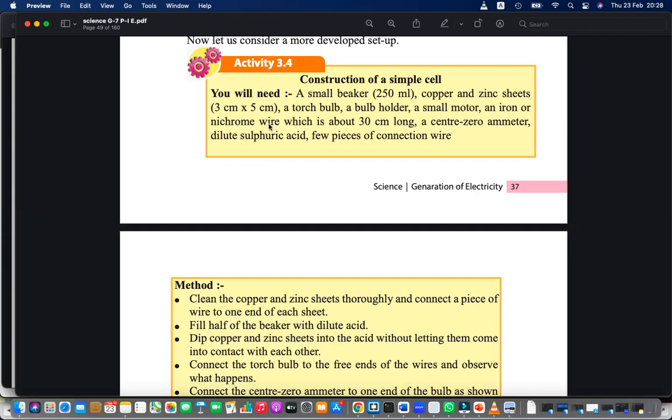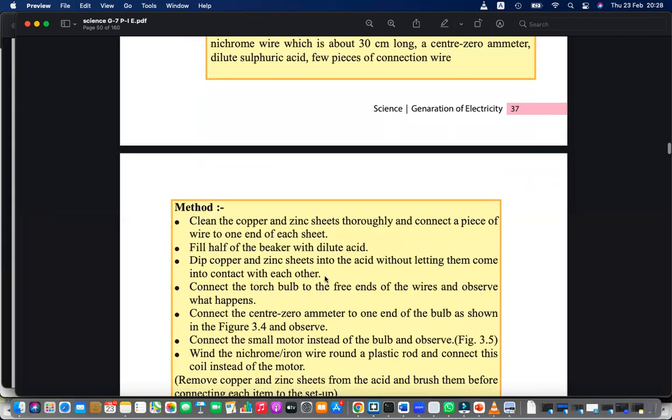Right. Clean the copper and zinc sheets thoroughly and connect the piece of wire to end of each sheet. Right. Then you connect the wires to the copper side and the zinc side. Fill half of the beaker with diluted acid.